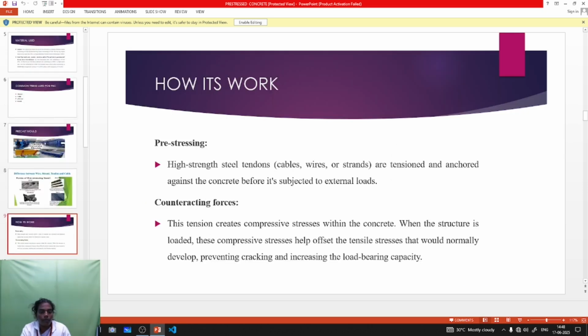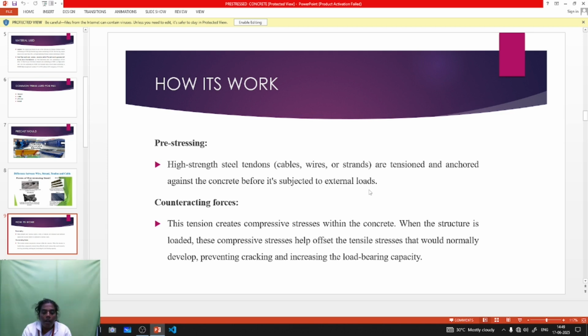How does pre-stressed concrete work? What is meant by pre-stressing? Pre-stressing means the high strength steel tendon, that is cables, wires or strands, known as high strength steel tendons, are tensioned and anchored against the concrete before being subjected to external load.